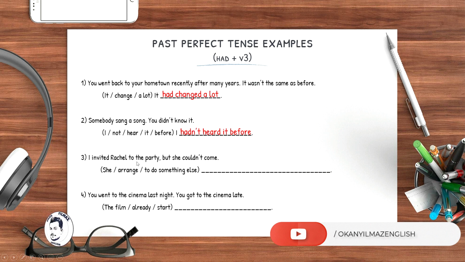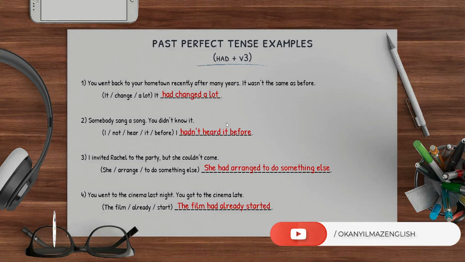I invited Rachel to the party, but she couldn't come. She had arranged to do something else. Okay, which one happened first? Of course, she had already arranged something to do. Sorry, I invited Rachel. You went to the cinema last night. You got to the cinema late. The film had already started. First, the film started, then I went to the cinema, right?